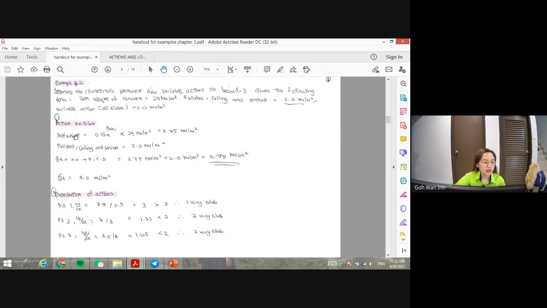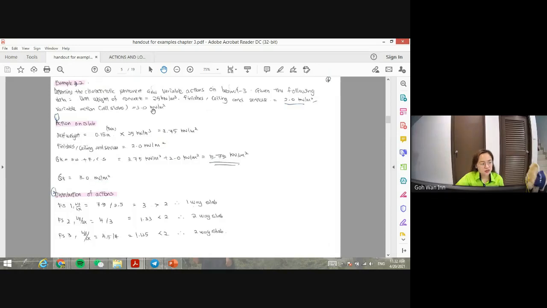For the self weight on the slab, it is 0.5, the thickness, times the unit weight of concrete, then you get 3.75 kilonewton per meter square. Finishes, ceiling and services is 2.0, given. So total GK is self-weight plus finishes, ceiling and services, which is 5.75 kilonewton per meter square. And QK is 3.0 kilonewton per meter square.